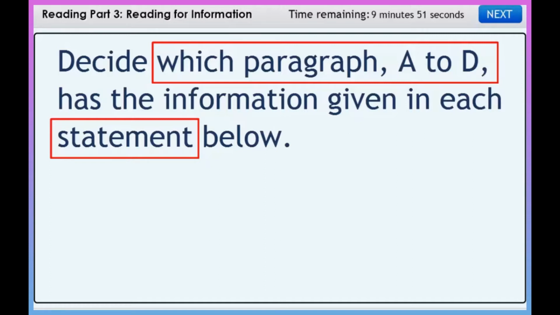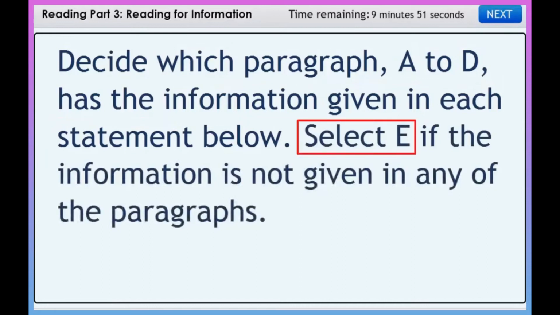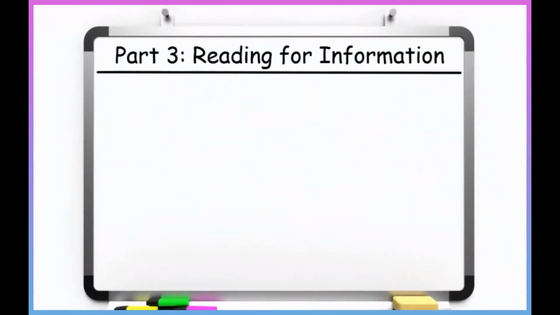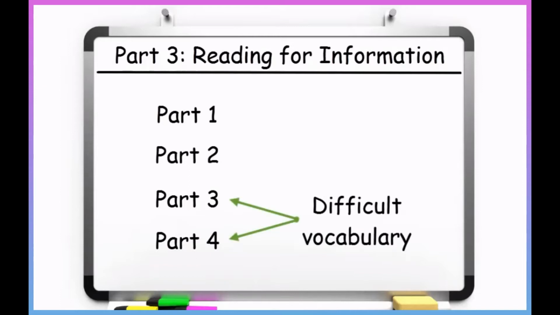But sometimes the information isn't found anywhere in the passage, and you'll have to indicate that by selecting E, which means the answer could not be found in any of the paragraphs. Therefore, it's really important to have a good idea what each paragraph does and doesn't discuss. And another thing, test takers often find reading parts 3 and 4 more challenging than parts 1 and 2. Mostly because these later parts tend to contain a lot of difficult vocabulary.